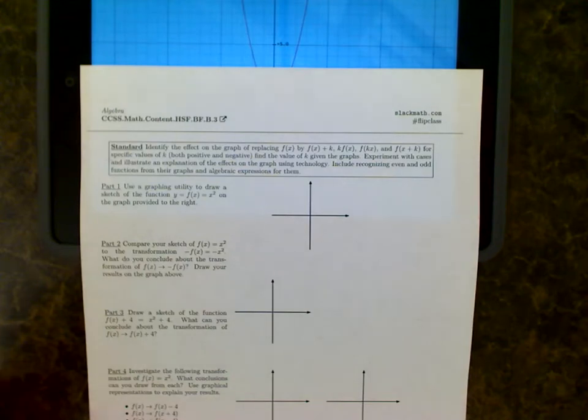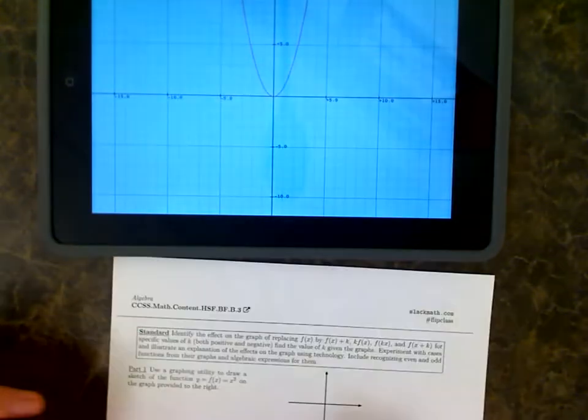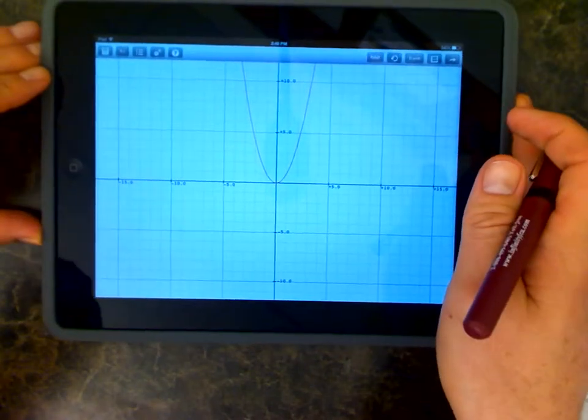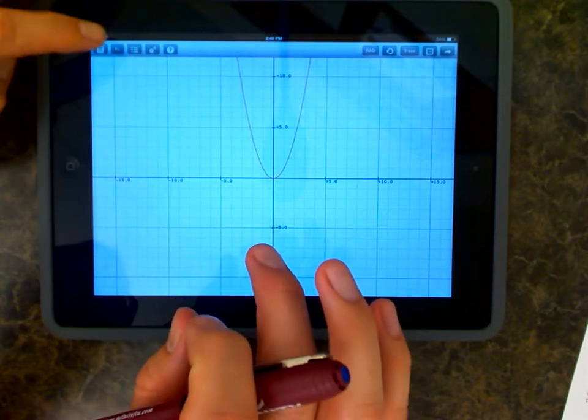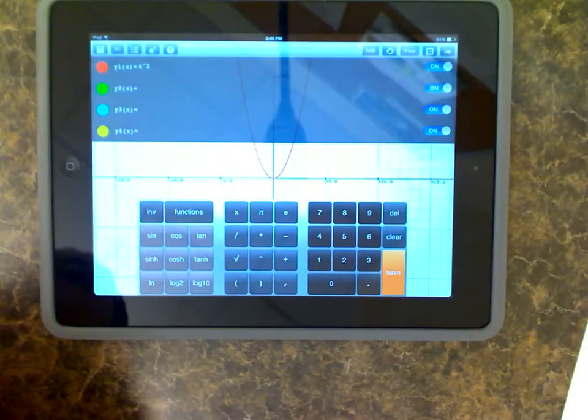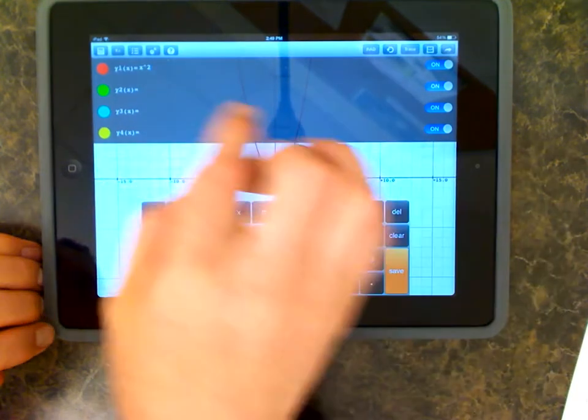Okay, we're going to take a look at what happens to the function f of x equals x squared as it undergoes some transformations. The first thing we need to do for this investigation is to graph f of x equals x squared using a graphing utility. I'm going to be using an iPad, but you can use a graphing calculator, all sorts of things. I'm using a graph calculator app here that allows you to put in the different functions.